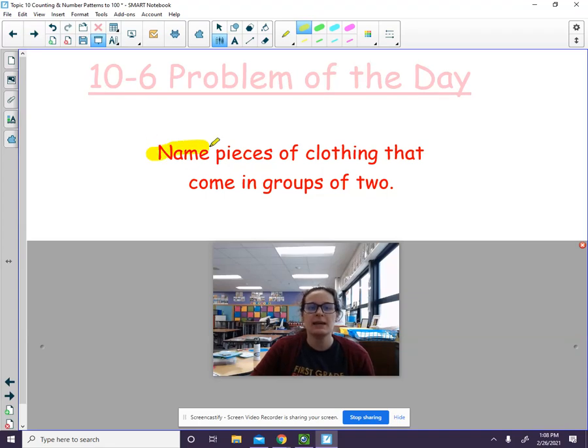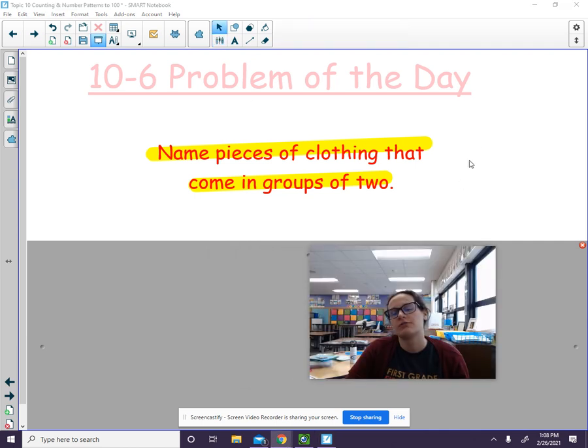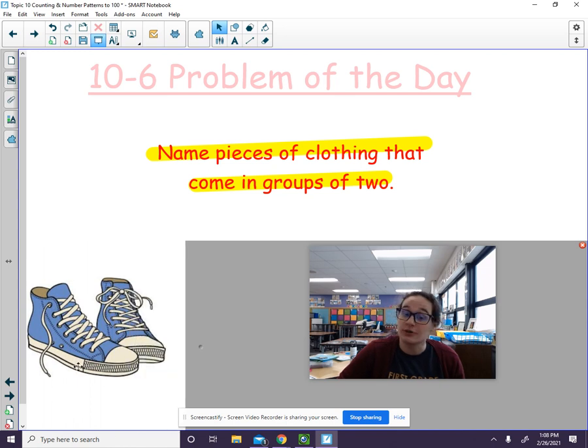The problem says, name pieces of clothing that come in groups of 2. So I have to think of clothing that comes in groups of 2. Well, it helps to think, what do I have 2 of on my body? I have 2 feet. So what goes on my feet? Shoes. Shoes go on my feet. So they come in groups of 2.